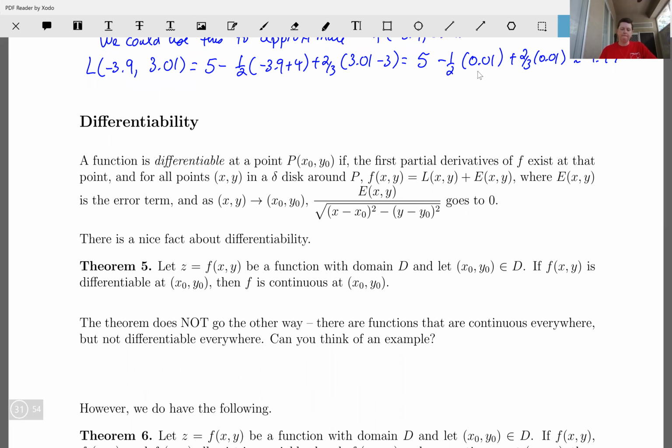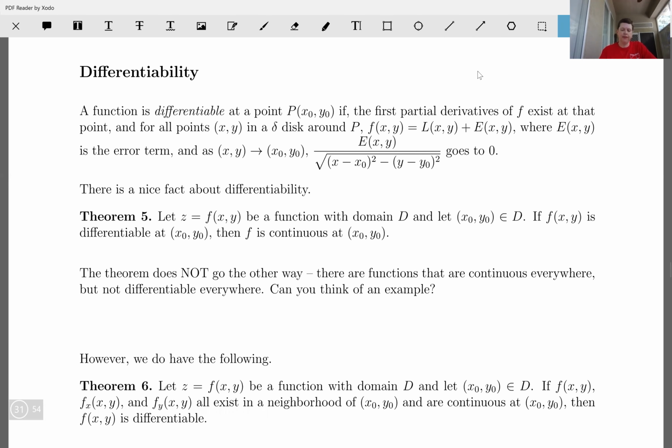Now, then f of x, y, we can write as L of x, y, where L is that linear approximation, plus E of x, y, where E of x, y is the error term. And so the function's differentiable if, as x, y goes to our point P, the error divided by the distance between our x, y and our point P goes to zero. Now that's really pleasant to check, I understand. Not really. But there's a nice little fact about differentiability.